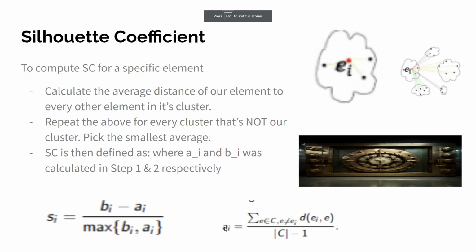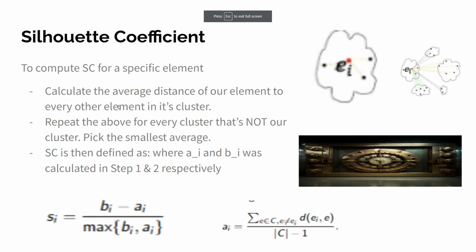Here they're calling it AI, and it looks complicated, but all we're doing is summing, for every element in our cluster which isn't our element that we're calculating it for, the distance from our element to this other element, and then dividing it by the number of elements minus 1, so we can take the average. It looks complicated, but that's just saying calculate the distance to every other element and take the average of it.